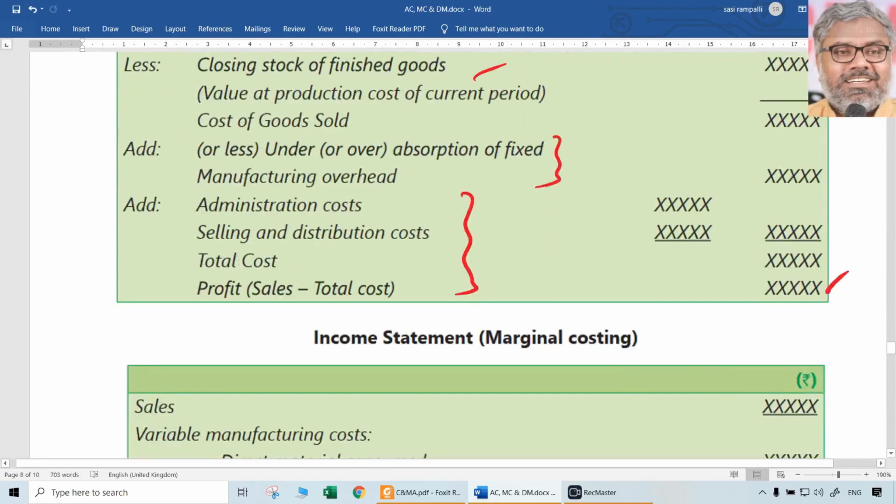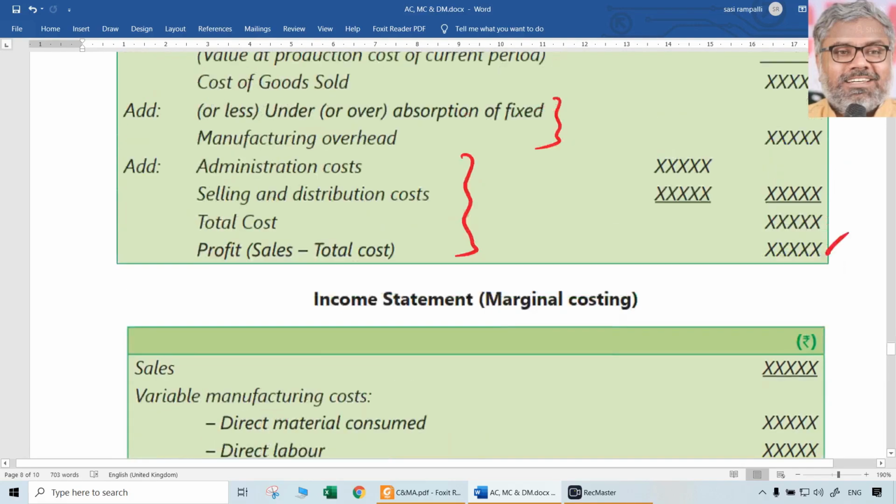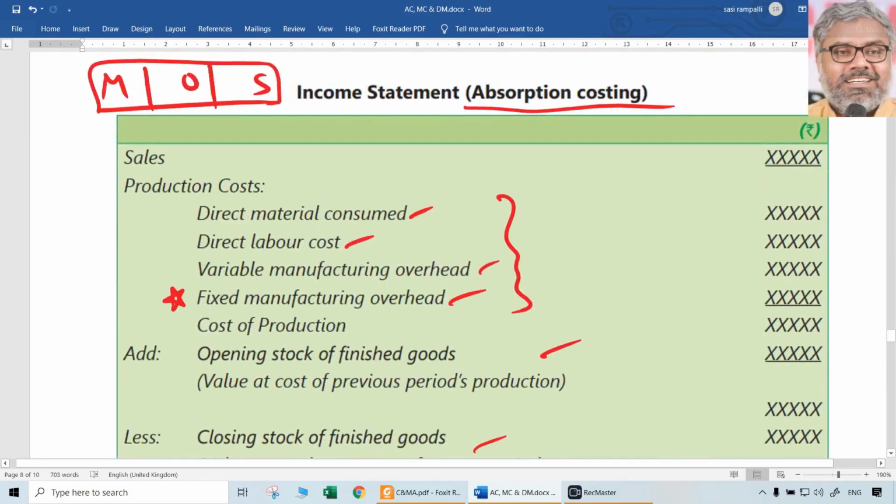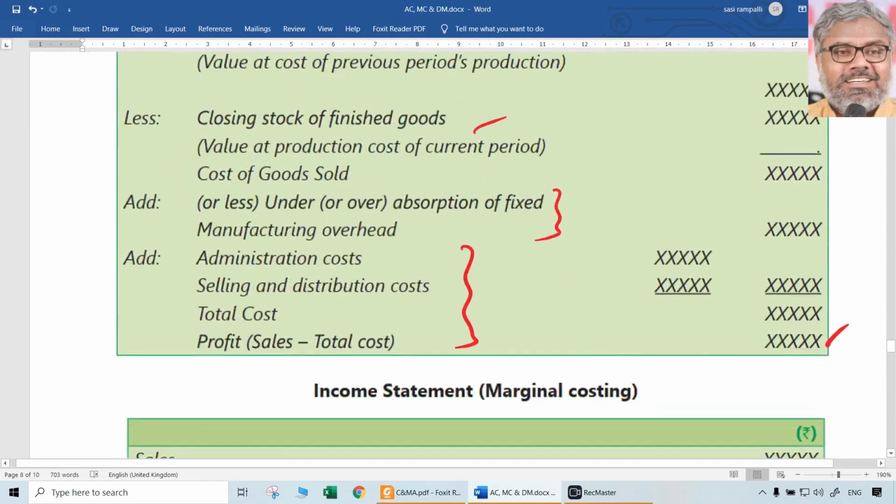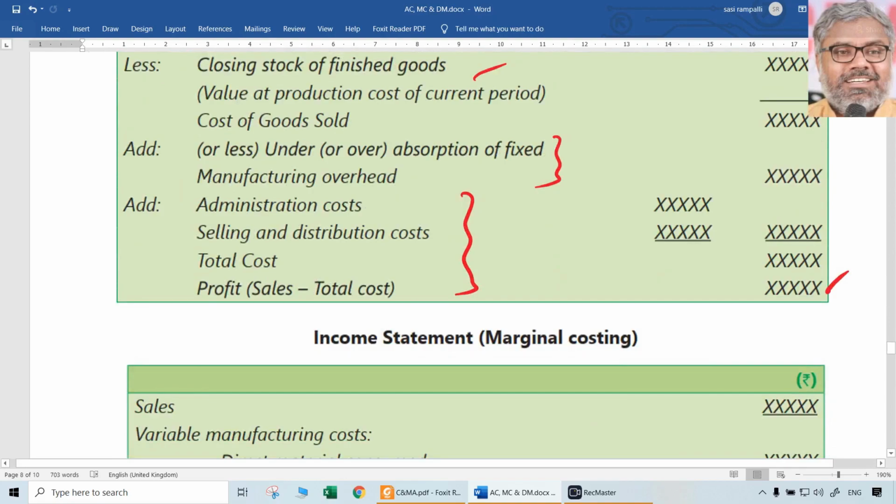Same thing as we know in cost sheet, but only one way we can say, instead of taking costs first, we are taking sales first and then cost. Of course, costs are also taken and calculated in the same way. Finally, the total cost has to be reduced from sales. How we show it doesn't matter. Profit is calculated by reducing total cost from sales. That is absorption costing method.